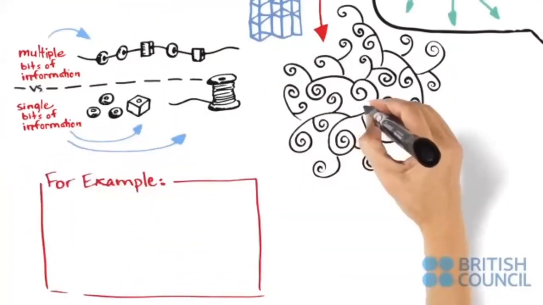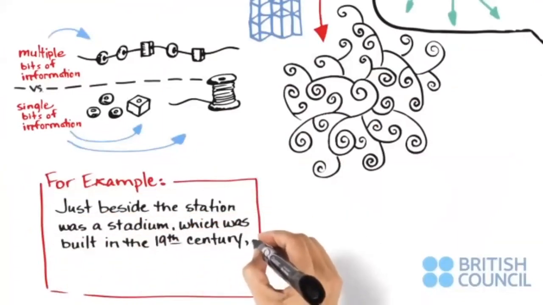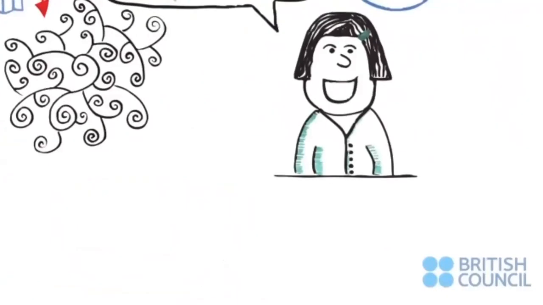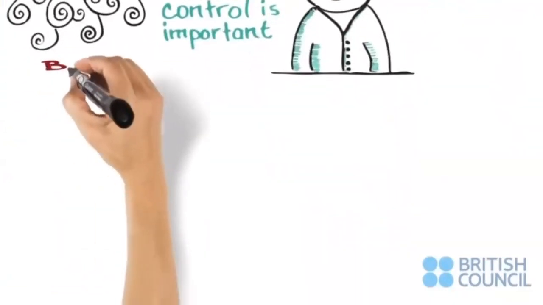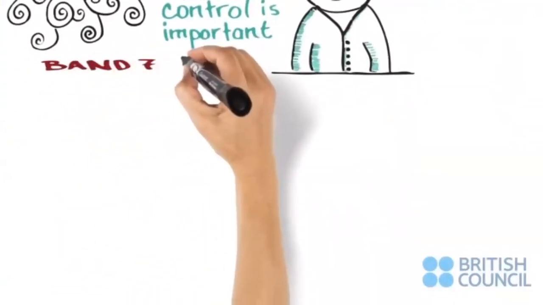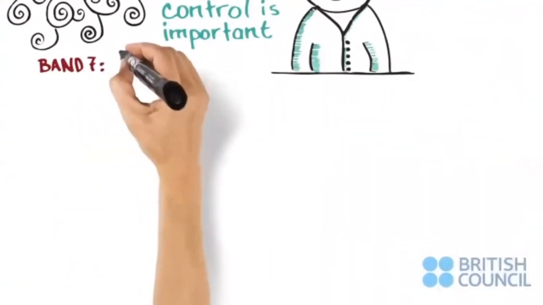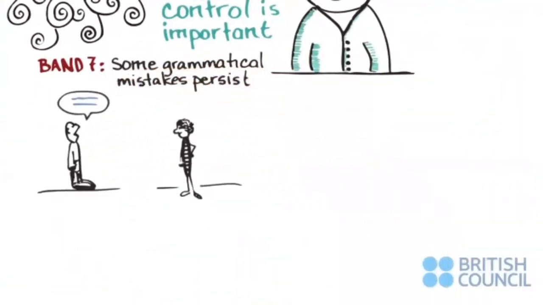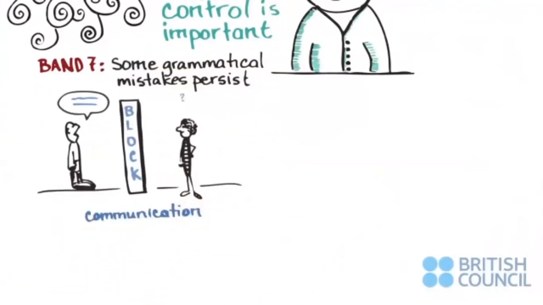For example, just beside the station was a stadium which was built in the 19th century and where games are now held every weekend. It isn't expected that candidates are 100% accurate. However, control is important. The Band 7 definition for grammatical range and accuracy says, frequently produces error-free sentences, though some grammatical mistakes persist. It's not just the number of grammatical mistakes, but also how seriously these mistakes block communication.